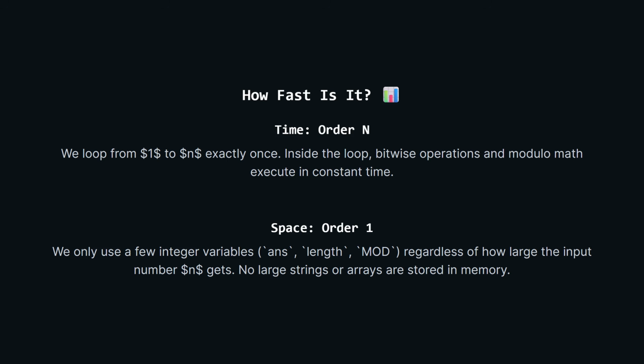Let's talk about performance. The time complexity is order n, where n is our input number. We just have a single loop counting from 1 up to n. All the operations inside the loop, like checking the bits and shifting, happen instantly in constant time. The space complexity is order 1. We are just keeping track of a couple of numbers, like our total and our length variable. We never actually build that giant string in memory, which is exactly why this solution is so efficient.